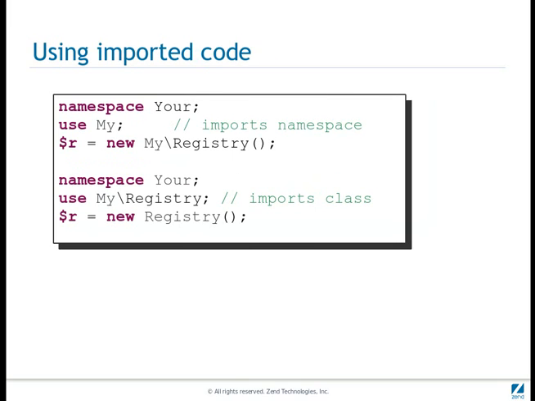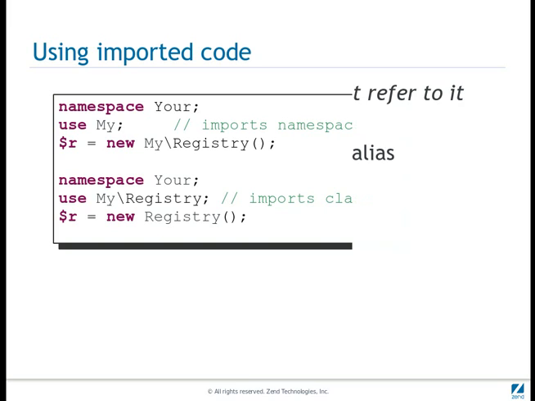Now utilizing that imported code, again, we have a namespace your, we're going to use my, which is going to import the namespace. Now our registry can be retrieved by saying new my Registry. Okay, we've saved one character. Next example here is namespace your and use my Registry, which will import the class Registry out of the namespace my. We can now simply say new Registry, and that's a lot cleaner and simpler. I like that.